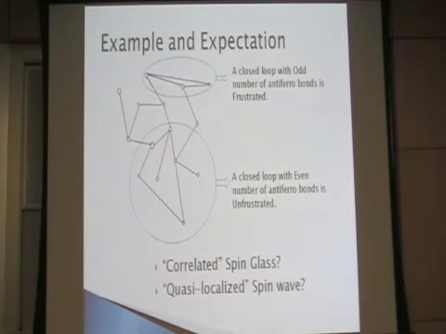So we conjecture that for this kind of toy spin model, in the uncorrelated case, it's just a spin glass. In the correlated case, we conjecture that it may produce some quasi-localized spin waves. So we are doing both analytical and simulation work on that right now. Thanks.